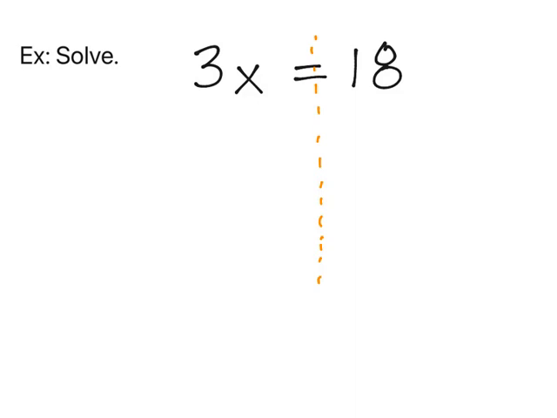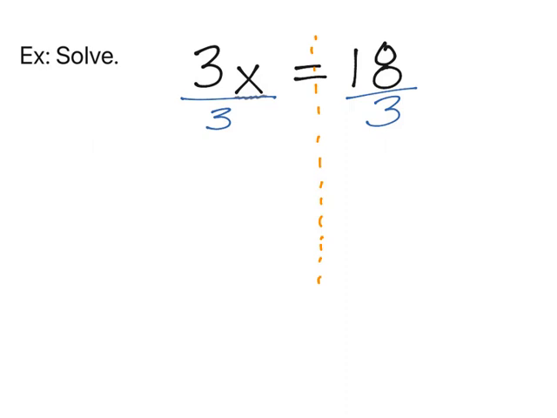Now, our goal is to get this x by itself. So we think, what operation joins the number and the variable? In this case, the 3 is touching the x. When a number touches a variable, that's multiplication. So if I have multiplication, I want to do the opposite. So the inverse operation, or the opposite operation, is division. So I'm going to divide both sides by 3. Again, equality.